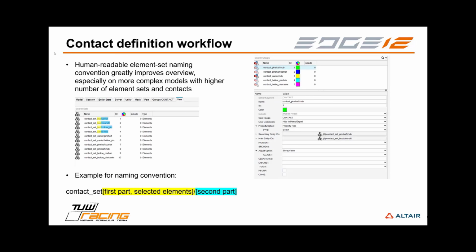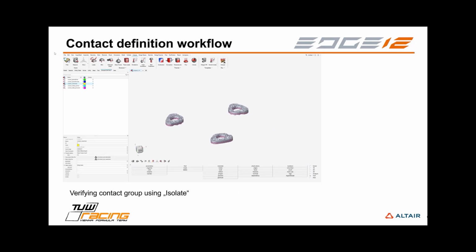It is advantageous to stick to a human-readable naming convention when dealing with your contact sets. This will make things a bit easier, especially when dealing with larger models with many different sets. It is also a good idea to always check your contact sets accordingly, so you make sure that you selected the right elements that you want.